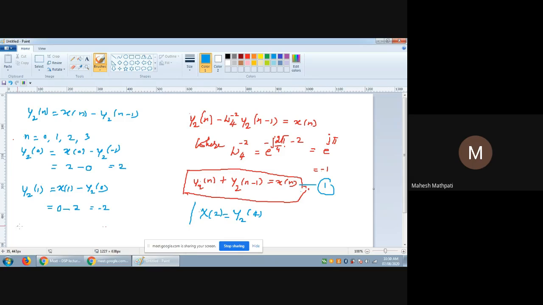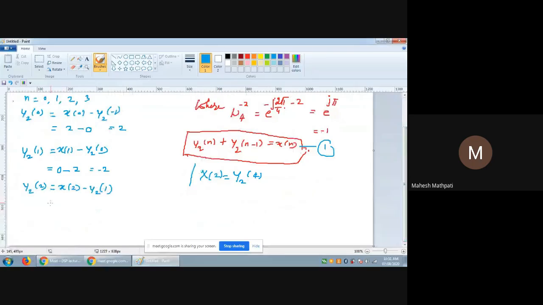Then next, we calculate y2 of 2, which is equal to x of 2 minus y2 of 1. What is its value now? x of 2 is 2, minus y2 of 1 which is minus 2, so 2 minus of minus 2. This will be equal to 4.